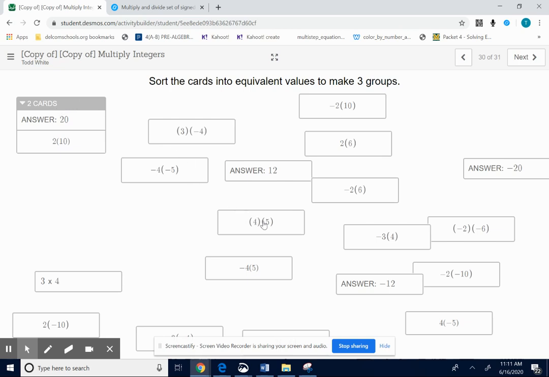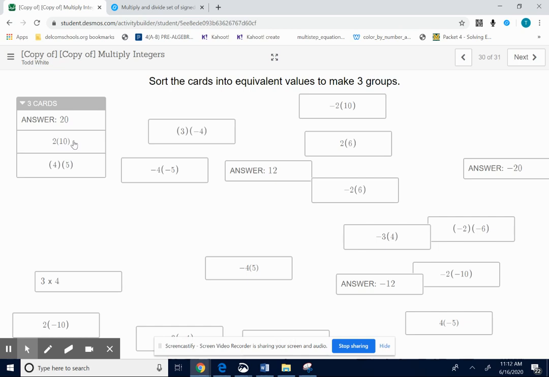4 times 5 is 20. So I'm going to move that over. Left finger down, right finger move. Drag. When it starts to turn blue, see? Let go. Okay, there are 2 more problems in here that are going to give me a positive 20.